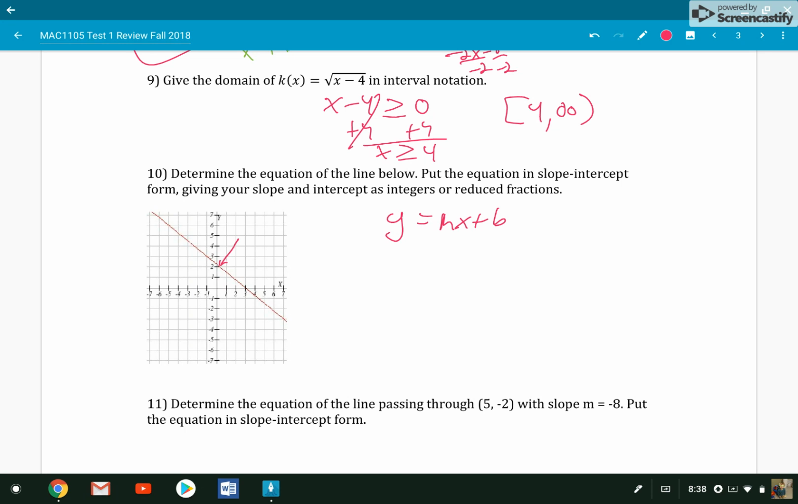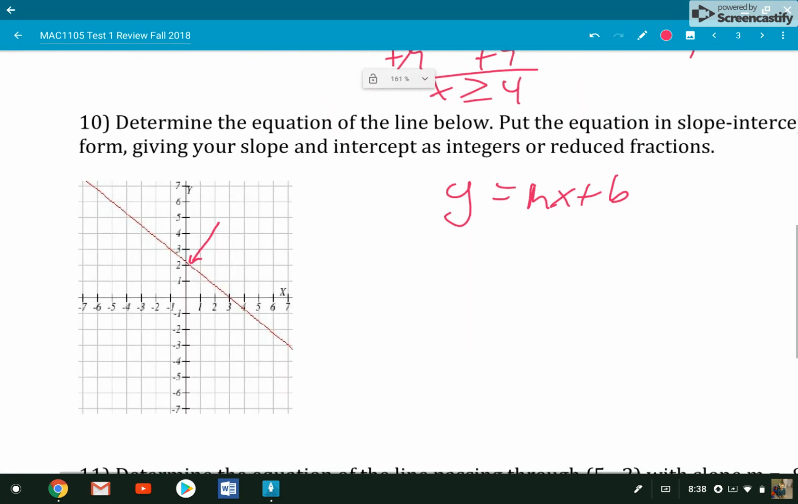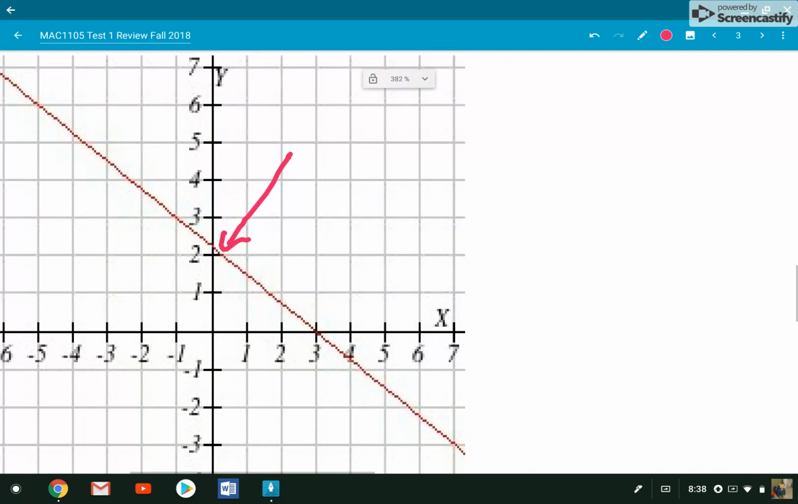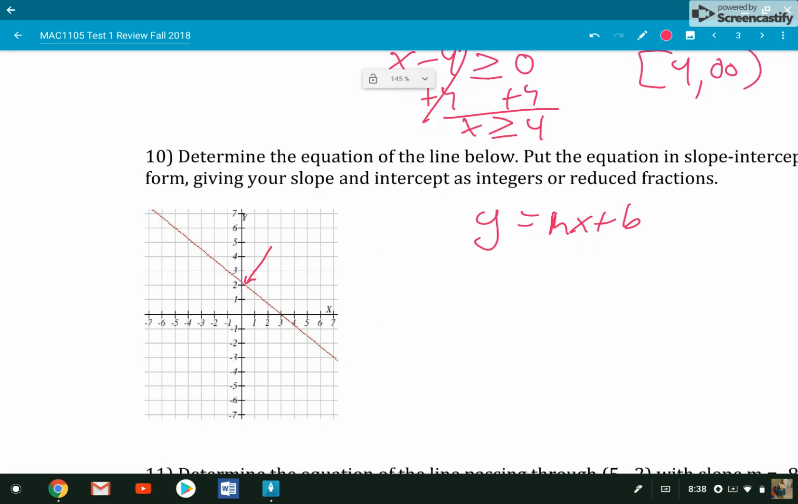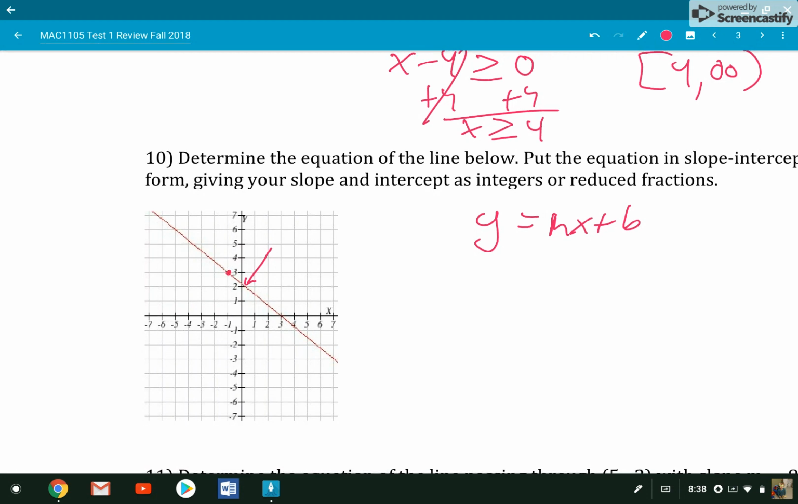That's right here. It looks like it might be at 2, but if I zoom in a little bit, we can see it's crossing just above 2. So maybe it's 2.1, maybe it's 2.2. I'm not quite sure. So what I can do is find a point that is on the grid, like this point, -1, 3, or this other point, which is 3, 0.